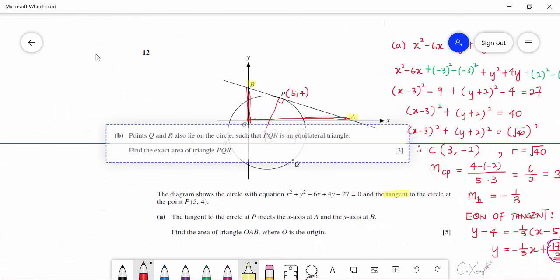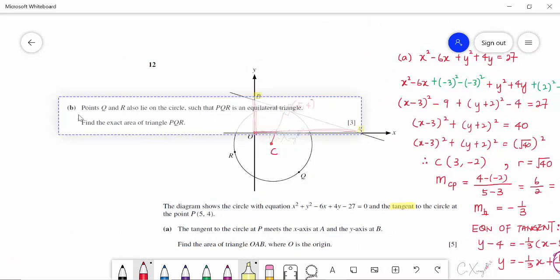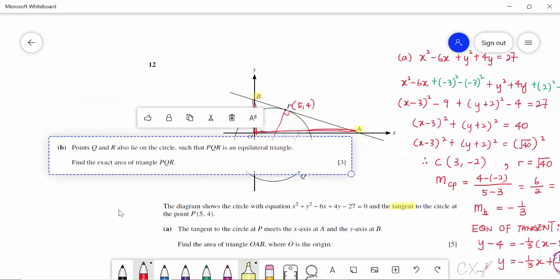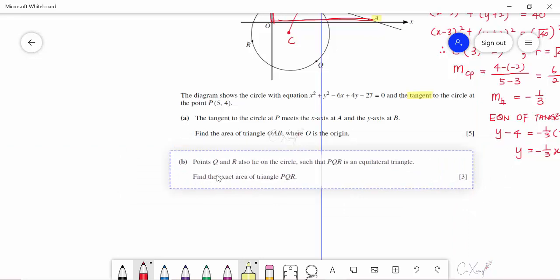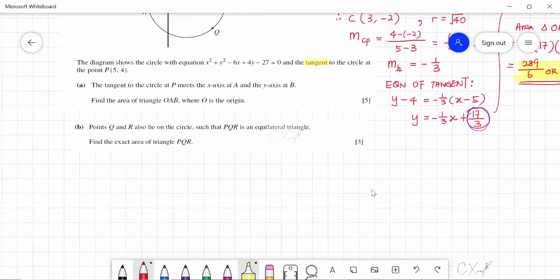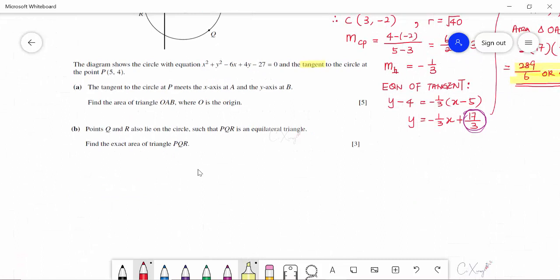All right, so for part B, they tell us that Q and R are also on the circle, and PQR is an equilateral triangle. Then they want us to find the exact area of triangle PQR. So I think the important part is this one, the exact area. And PQR is an equilateral triangle.